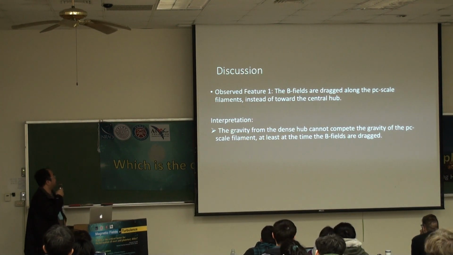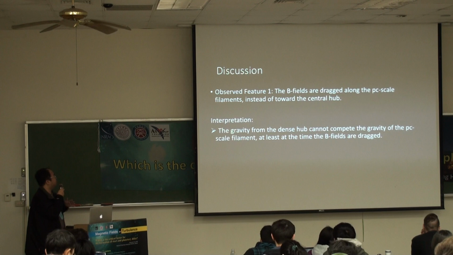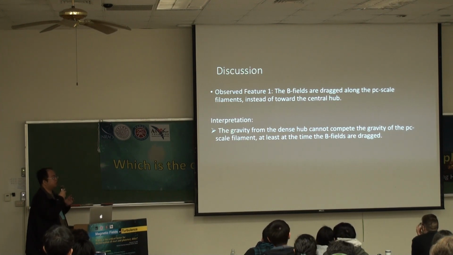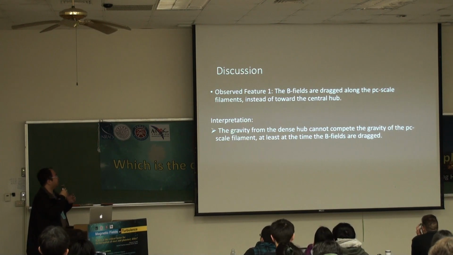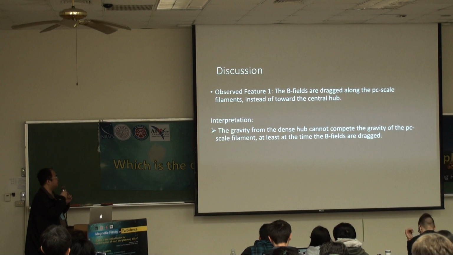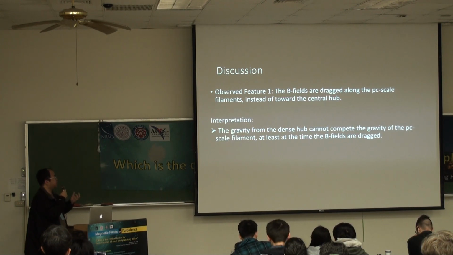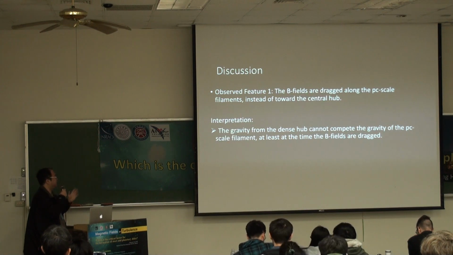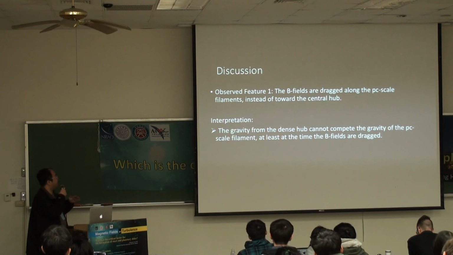So here I want to discuss what we can learn from the results. Here we show the first observed feature. The small-scale magnetic field in this system is likely dragged along the parsec-scale main filament instead of toward the central hub. It is an unexpected feature, because if we assume all the material will converge into the central hub, then we expect to see maybe an hourglass-shaped magnetic field with its center at the central hub. But what we see is the magnetic fields are dragged by the large-scale filament.